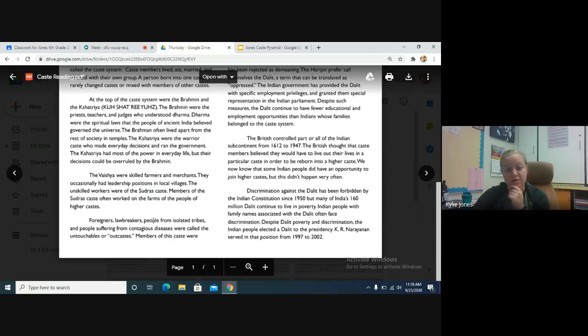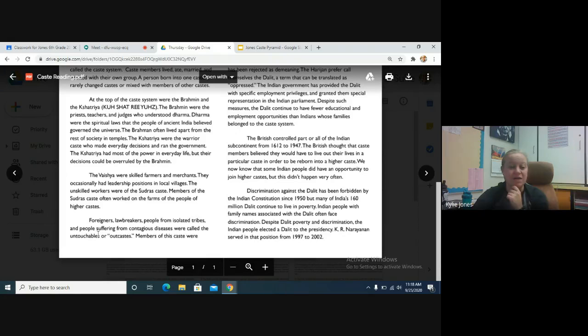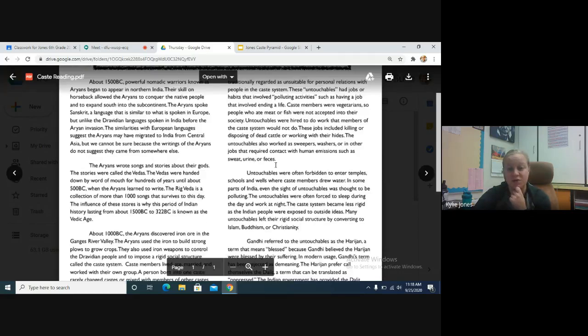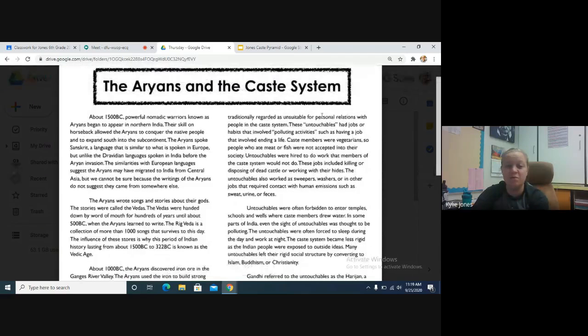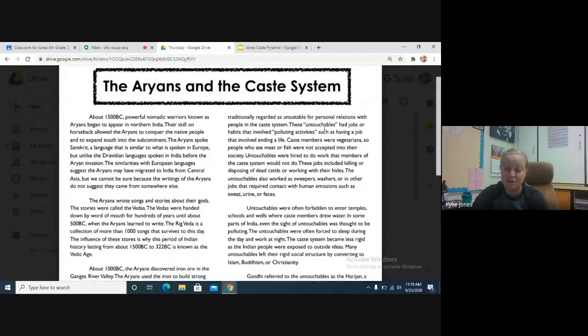Foreigners, lawbreakers, people from isolated tribes, and people suffering from contagious diseases were called the untouchables or the outcasts. Members of this caste were traditionally regarded as unsuitable for personal relations with people in the caste system. These untouchables had jobs or habits that involved polluting activities, such as having a job that involved ending a life.